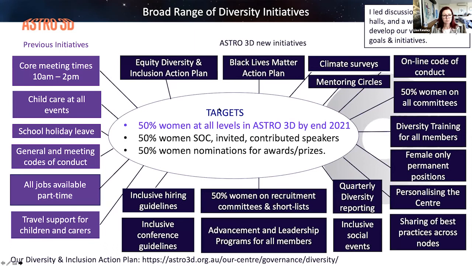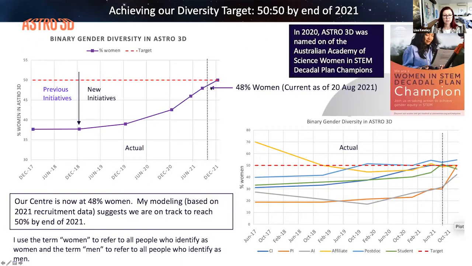So where are we at now? The plot on the left shows you our binary gender diversity at the moment, and we now have, as of 20th of August, 48% women in the centre. So we're now significantly above the Australian average, and my calculations suggest that we're on track for 50-50, probably actually before the end of the year.